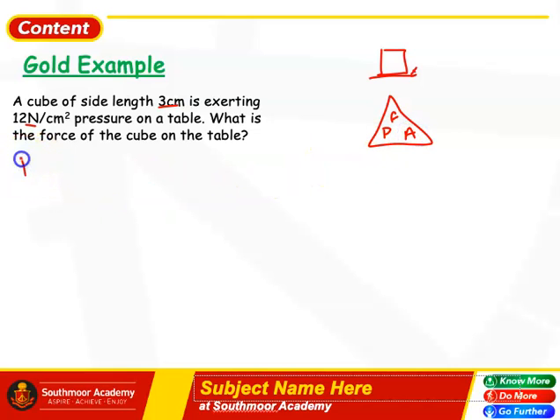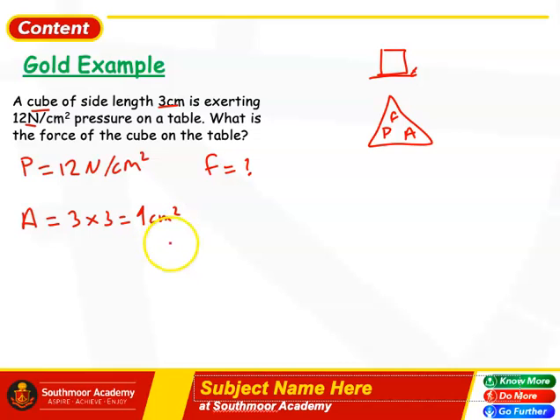So I've been given a pressure of 12 newtons per centimetre squared. What is the force of the cube on the table? I don't have my force, that is what we're working out. And I've been told that the side length of the cube is 3 centimetres, so I also need to work out what area I have here. Well, if we think of a cube, all of the sides are the same length. So our area is 3 times 3, which is 9. So we've got 9 centimetres squared for our area.